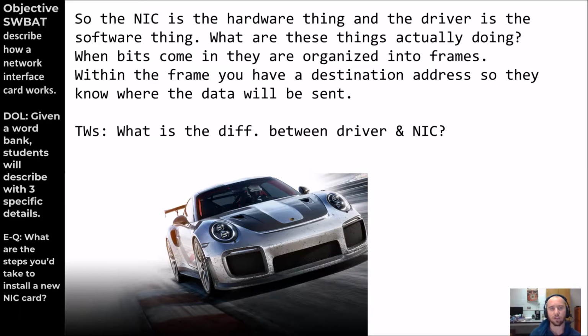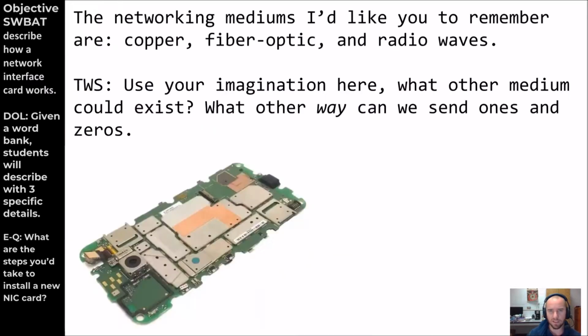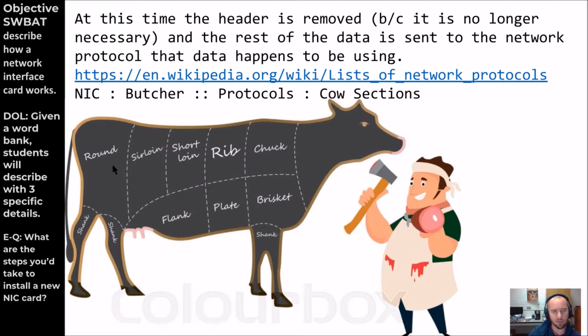What are these things actually doing? Well, when bits come in, they are organized into what's called frames, and within the frame you have a destination address, so they know where the data will be sent. At this time, the header of the frame is removed because it is no longer necessary, and the rest of the data is sent to the network protocol that the data happens to be using. So ones and zeros coming in from here, going through the network interface card, it's then cut up into the different parts that the computer understands. So those parts, next up on the butcher assembly line, those parts are sent to what's called the network protocol, and whatever protocol is being used, the computer will then do something else with those bits.